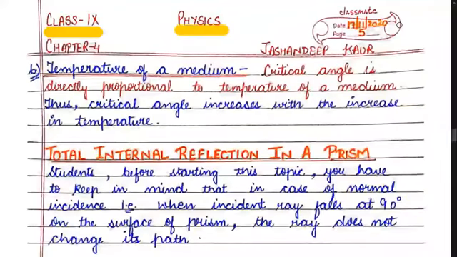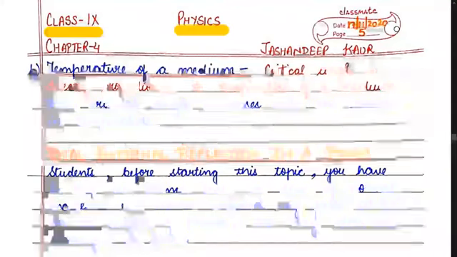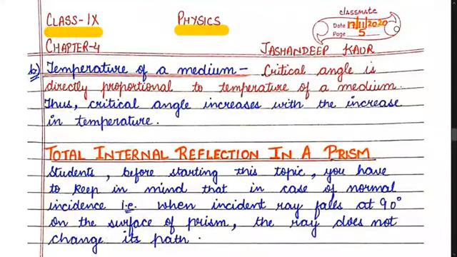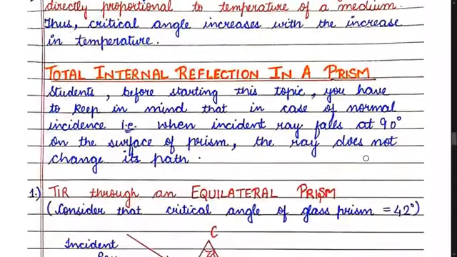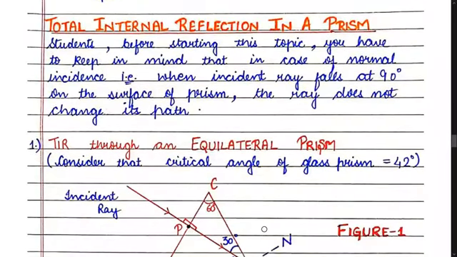In the first interactive session for this date, we learned about the basic process of total internal reflection and the concept of critical angle. Now further, today we will study the total internal reflection in a prism.